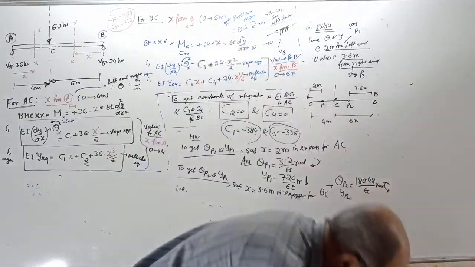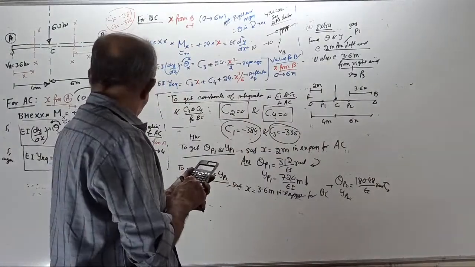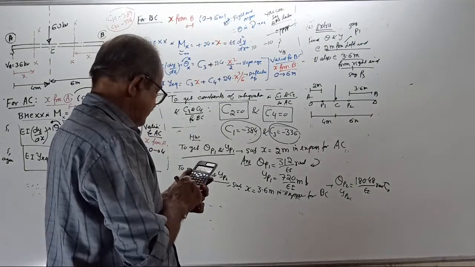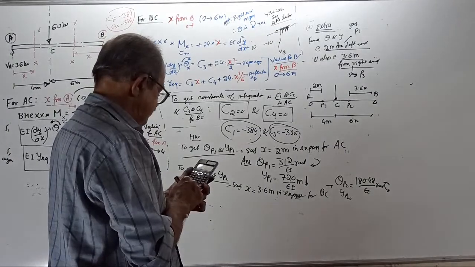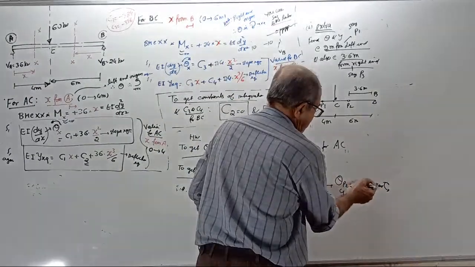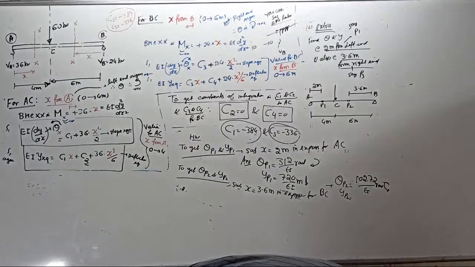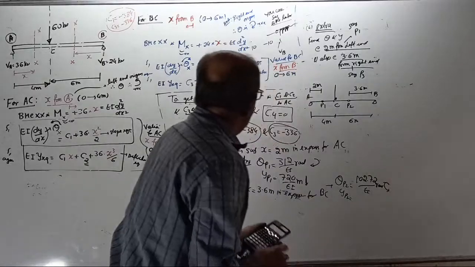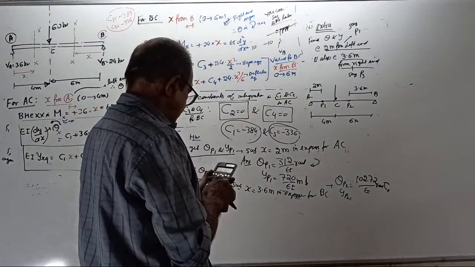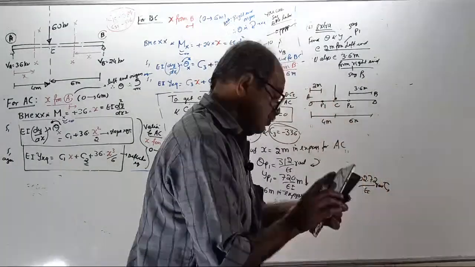C3 is minus 336 plus 36 into 3.6 square divided by 2. Why is this calculator giving a different answer? Is something wrong in the calculator? Feel like throwing it outside. Minus 336 plus 36 into 3.6 square divided by 2 is 102.72. 102.72 by EI will come. Who told? It will come 102.72.